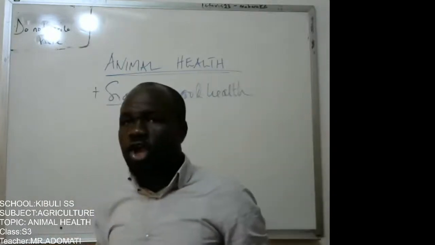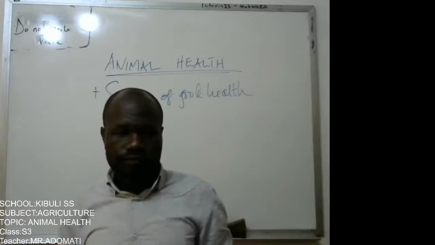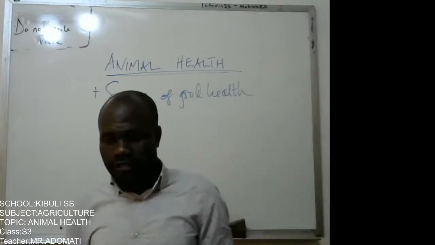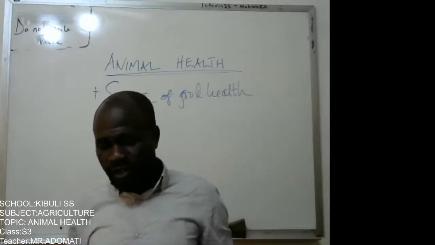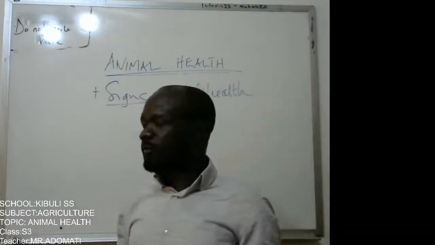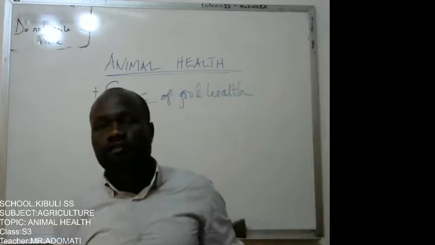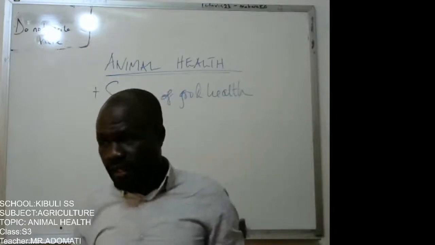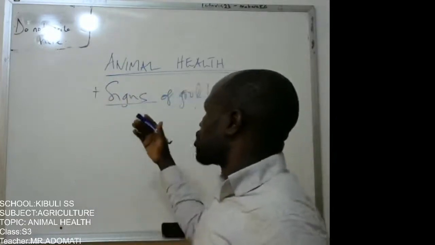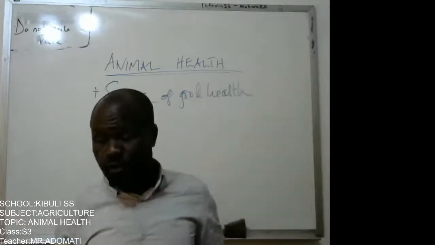For example, you look at the appetite of the animal. Just like you, when you are of poor health, for example, maybe you have fever or you have malaria, your appetite for food is going to be poor, while someone who is in good health will have good appetite.